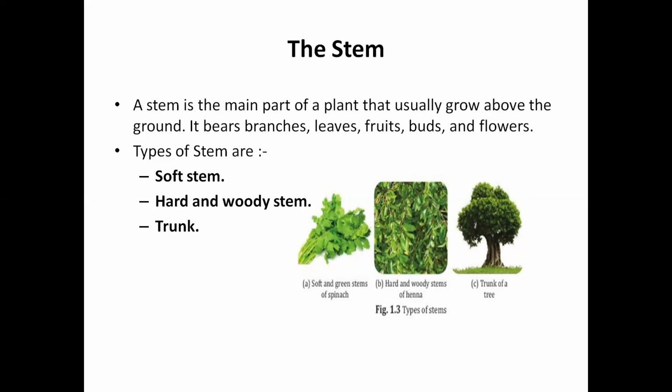So what is a soft stem? These stems are green in color. Generally herbs have soft stems. They are very soft, and a herb has a soft stem, so they can be easily broken with the hand also. Next is the hard and woody stem. This type of stem arises from the base of a plant and forms a bush. Most shrubs have this type of stem, so they can't be easily broken down.